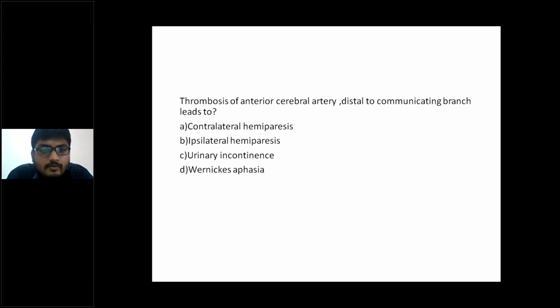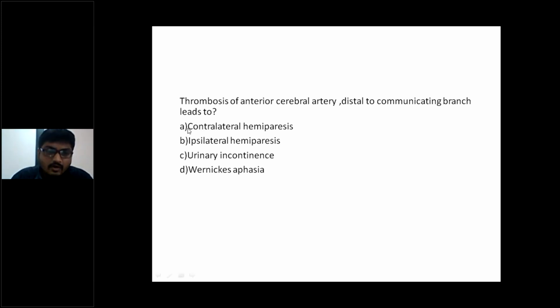Thrombosis of anterior cerebral artery distal to the communicating branch leads to, a JIPMER 2019 question. Only 4 questions are given for this class, and these 4 questions are based on the previous session's class. Just to help memorize the things, I have placed these 4 questions. Simple question, simple answer, but it was given in JIPMER, not in NEET.